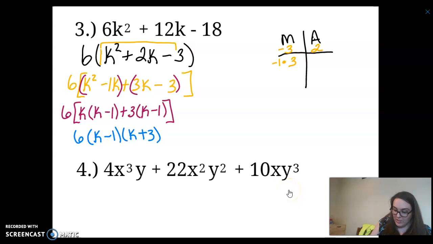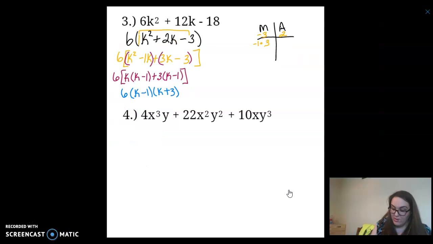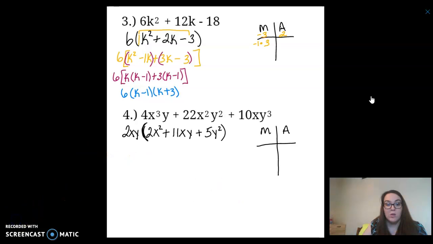So 4x to the third y plus 22x squared y squared plus 10xy to the third. I want you to pause right here, and I want you to take out the GCF because all of those terms do have something in common. Okay, when you take out the GCF, there is what you should have, as well as what you should have left over on the inside.